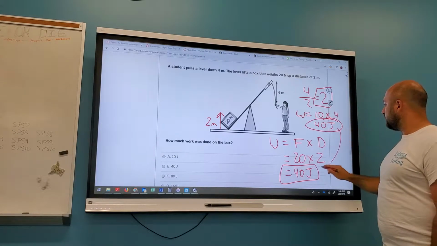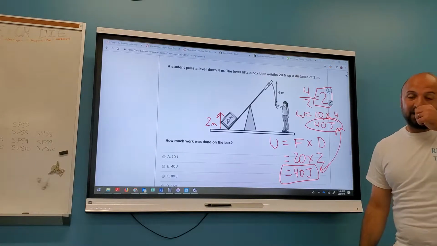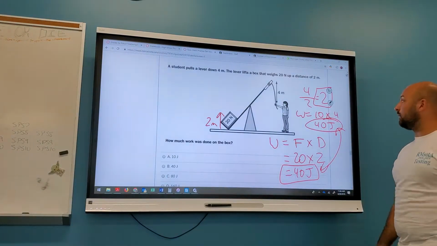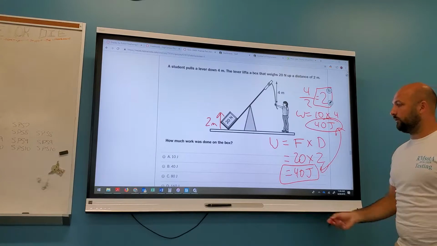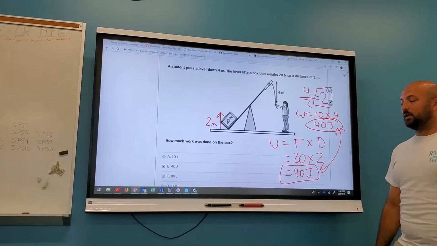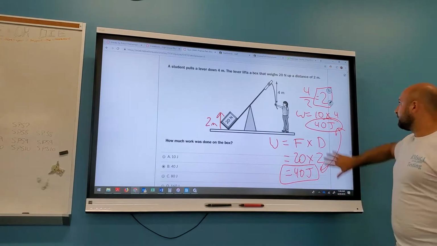And this is the thing. The amount of work is always going to be the same no matter which one you use. You just got to think about the force being applied. Either it's more or less depending upon the mechanical advantage there. But the answer is definitely B, 40. Okay? All right.